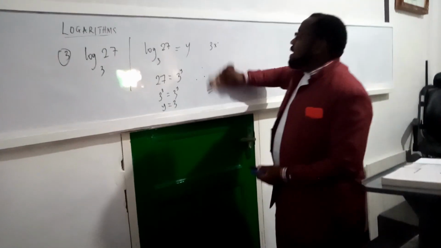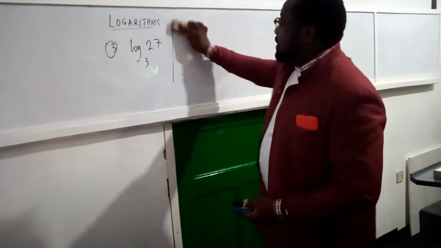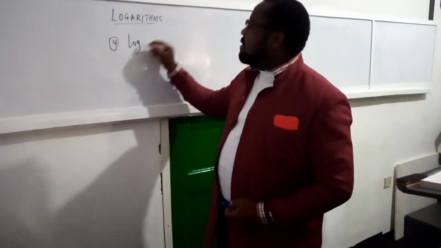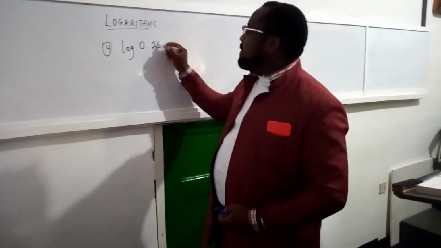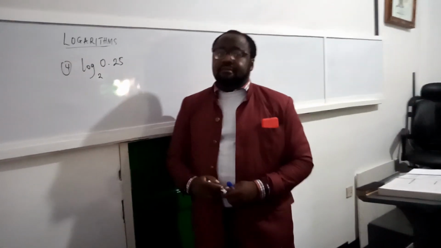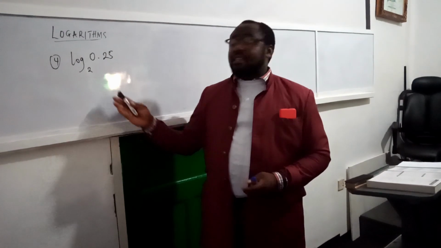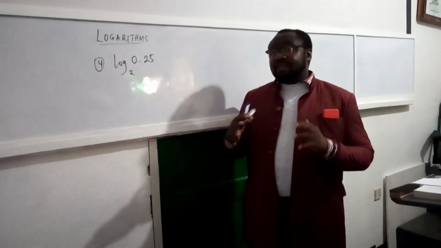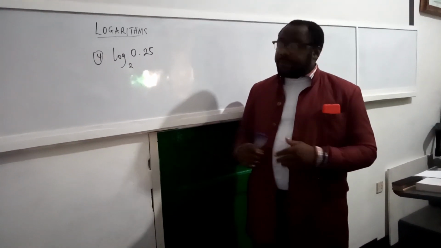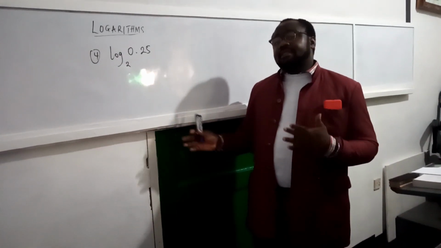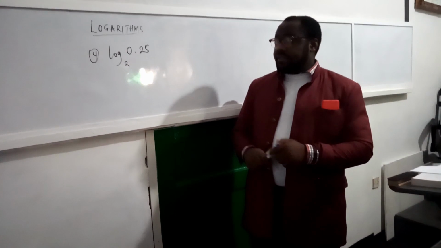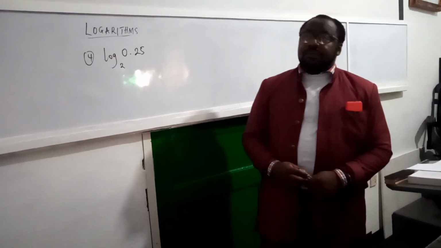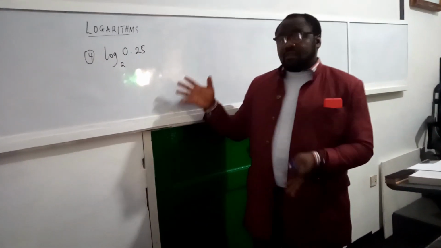So I'll just discuss some of the rules of logarithms with you. Alright, number 4, find the value of log 0.25 base 2. Solve this. I'll give you 10 seconds. After we solve this, I'm going to discuss some basic rules of logarithms with you. And in our next lesson, we'll look at the laws of logarithms. Today, I'll talk about some basic rules so that anytime you encounter such situations, you know how to deal with them.